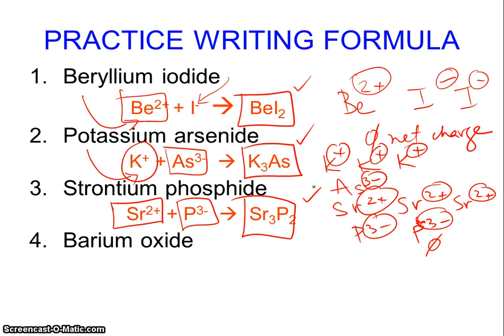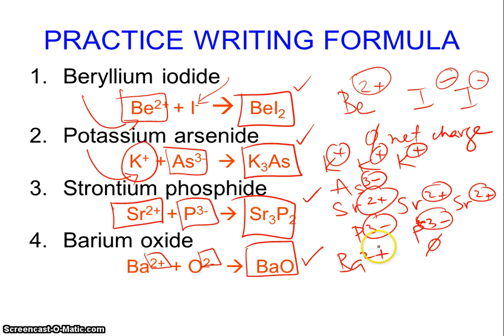Number 4, barium oxide. Barium is an alkaline earth metal, so it has a 2 plus cation, and oxygen is oxide anion, 2 minus. So I only need one barium and one oxygen to make the charge balance out. 2 plus, 2 minus is 0. So one barium and one oxygen.